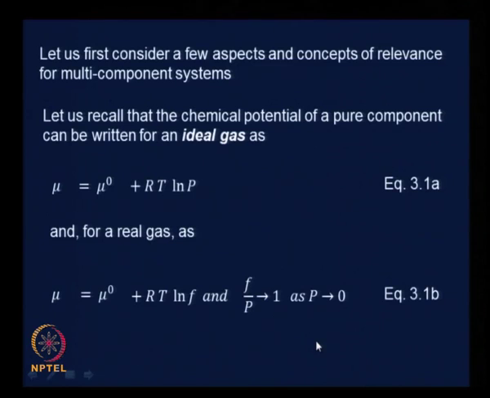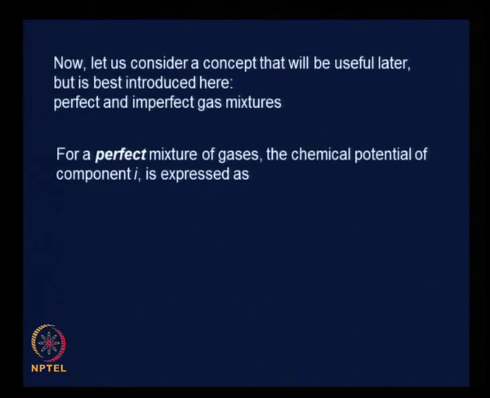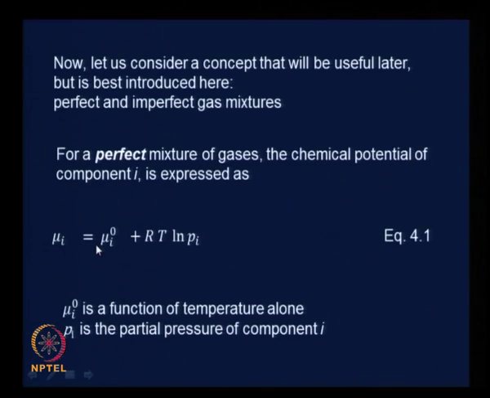And before that we said we will look at a concept of perfect gas mixtures and imperfect gas mixtures, which are essentially concepts which we will invoke at a later stage. It is just being presented here for completeness. It is nice to have all these formulations at one place. The perfect gas mixture is one for which the chemical potential of each component i is expressed as mu i equals mu i naught plus RT ln Pi, the partial pressure of the component i, and mu i naught is a function of temperature alone as earlier, and this is a perfect mixture of gases.